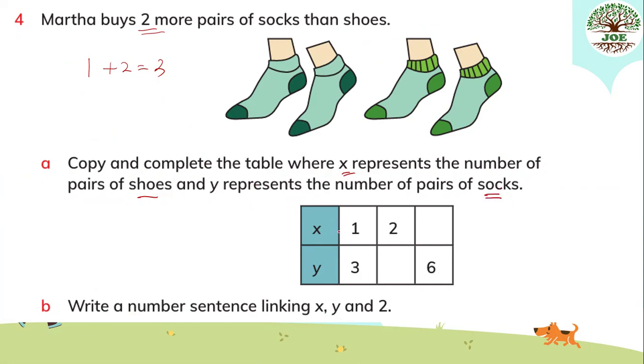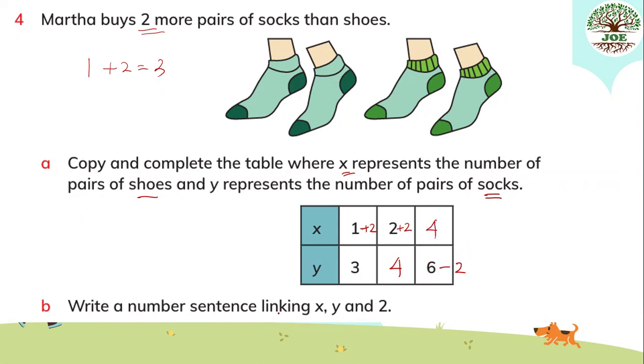Okay, in this table, X is 1 pair of shoes. Socks are 2 more pairs. So 1 plus 2 is 3. And for X is 2 pairs of shoes, 2 plus 2 is 4 socks. And the third one, Y is 6, the number of socks. So the number of socks is 2 more than pairs of shoes. So we have to take away 2 from 6. So here it is 4.